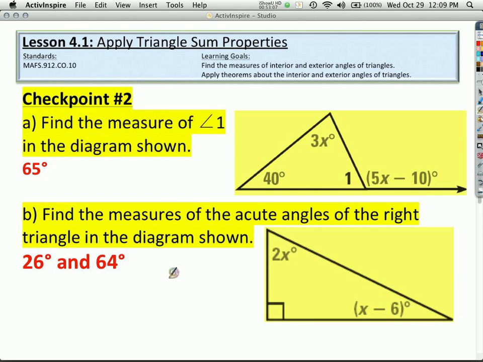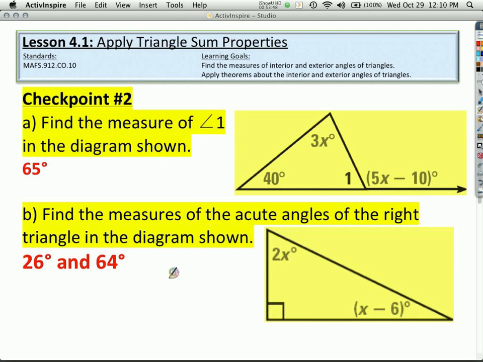What did you do in part B? Anybody? What'd you do, Stephen? And then what allowed you to do that? Very good. That was a very easy, efficient way of doing it. So you end up with 3x minus 6 equals 90. Solve the equation, and then plug it in, and you get 26 and 64. Alexandra, did you find your mistake? Okay, I'll take a look. Anyone have any comments or questions on checkpoint number 2?